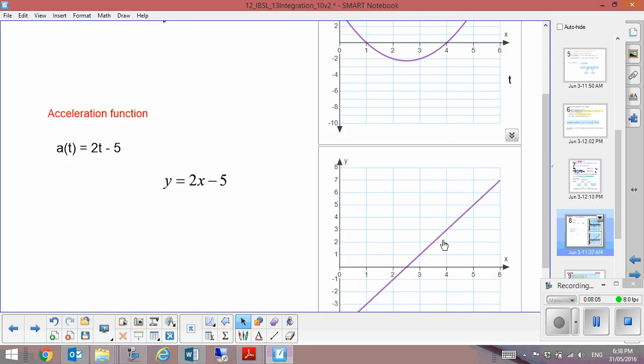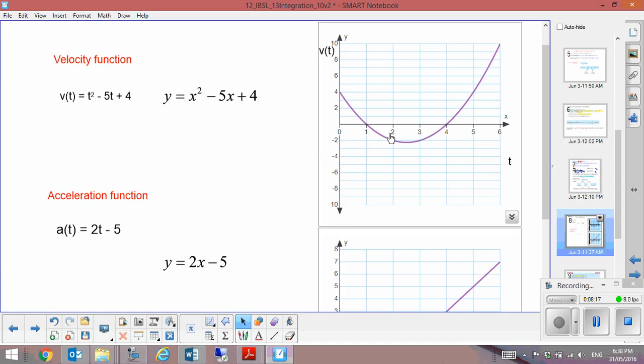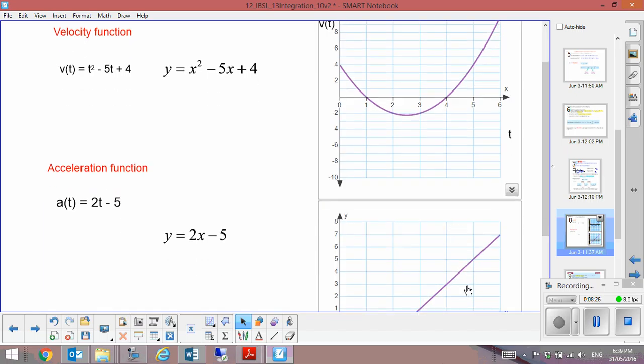In here, the area under the curve is going to be telling us about the velocity of the function. Note this area is negative, and so our velocity is negative. And over here, positive gradient representing the positive area here.